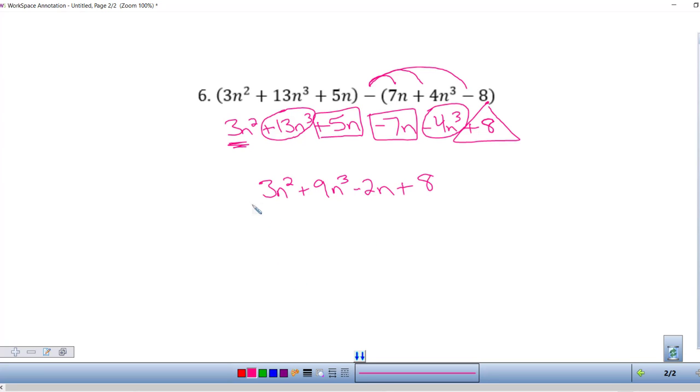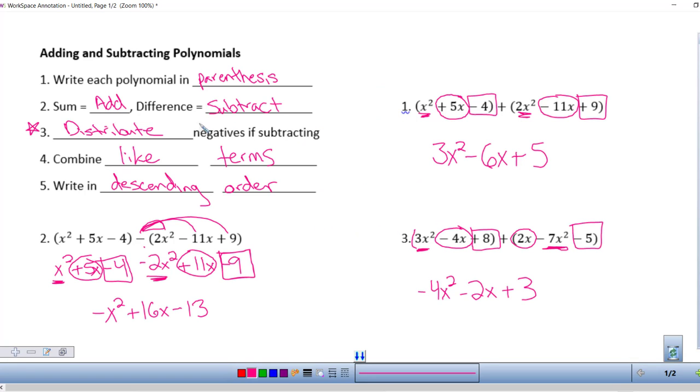So this one is the only one we've done that doesn't end up being in descending order. So I'm going to have to rearrange it. I want our biggest exponent first. So I'm going to put 9n cubed and then plus 3n squared minus 2n plus 8. So biggest things to remember about adding and subtracting polynomials is when you're subtracting, you have to distribute the negatives and make sure you're only combining terms that are alike.